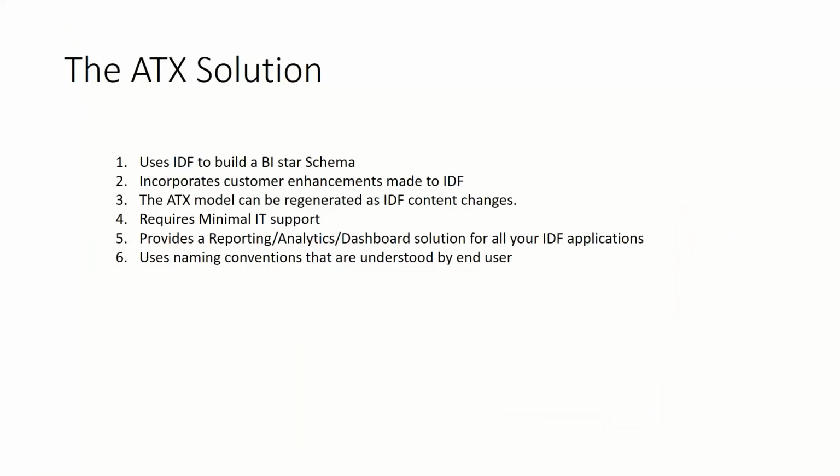So the ATX solution uses IDF to build a star schema. Not only does it use the information that it finds from XA, but it also utilizes any changes that you have made to the IDF. That includes your custom databases. If you've modified a user-defined field to have a different heading, it pulls all that information into the ATX model. If you add more content, you can regenerate the model by just rerunning it, and it will incorporate any new changes. It does really require minimal IT support to have this up and running.